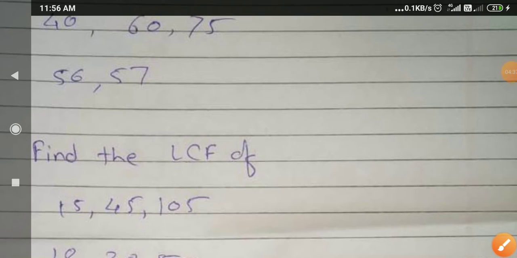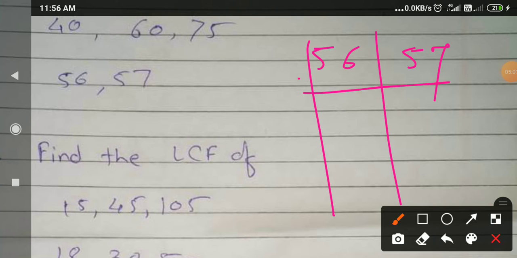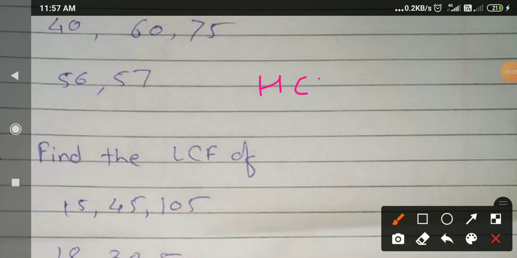Sorry. Now here, if you see these numbers, 56 and 57, you will notice that 57 is a prime number and 56 is an even number. You know that there is no common multiple, meaning 56 and 57 are not present in any common table, and in such cases the HCF of the given numbers is 1.